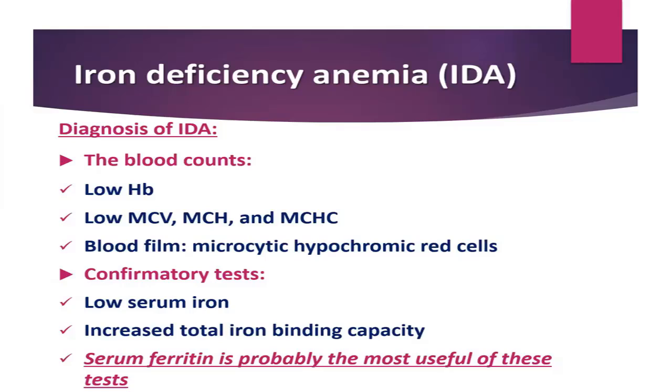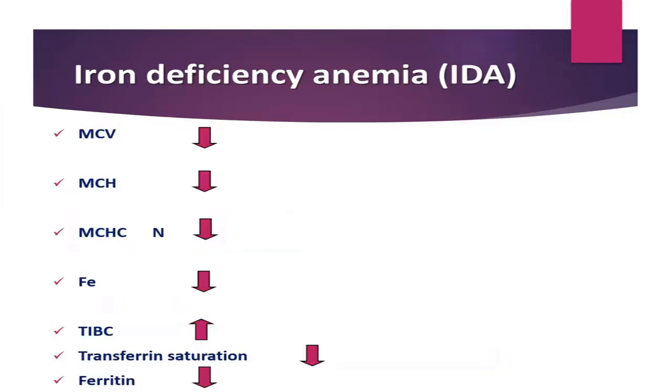We know after absorption of iron from the GIT, it will bind to a specific plasma protein called transferrin. Normally, it is 30% saturated with iron, but in iron deficiency anemia, this saturation will decrease to less than 10%, leading to an increase in iron binding capacity. Serum ferritin is the most useful test in iron deficiency anemia.